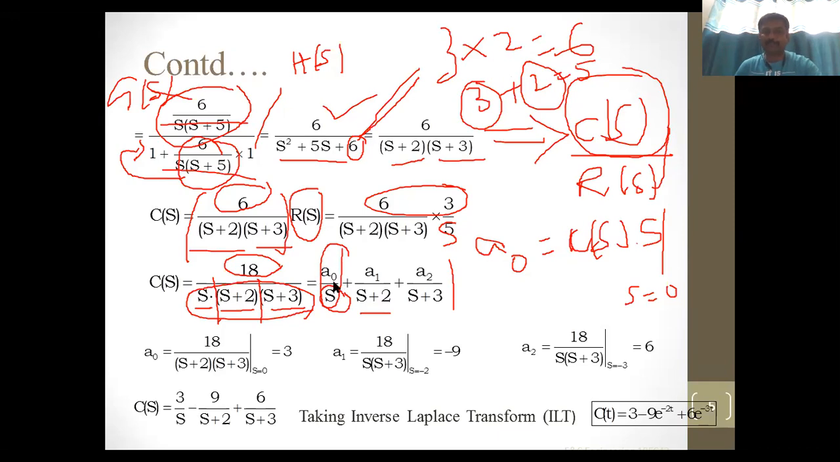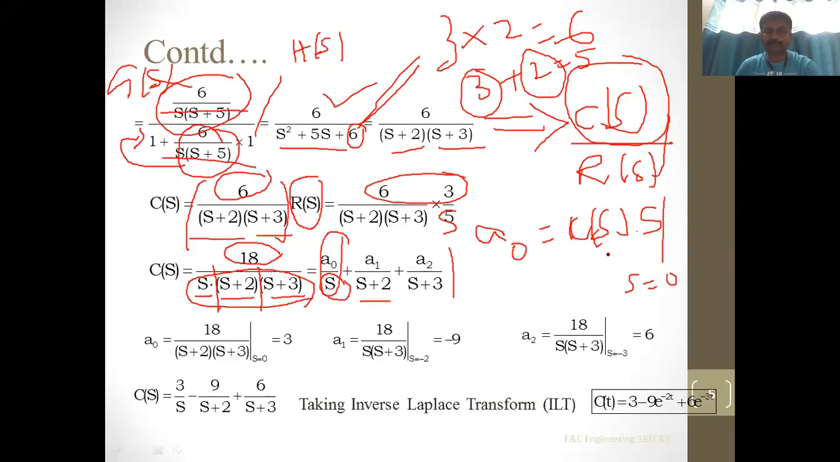I repeat, how do I find this A0? The associated reference term is C of S into this S. Now where does this S exist? At S is equal to 0. Similarly, if I take S plus 2, where is the existence? S plus 2 is equal to 0, or S is equal to minus 2. Similarly, S plus 3 is equal to 0, or S is equal to minus 3. Is it right? For A1, we have to multiply by S plus 2 instead of S, and for A2, multiply by S plus 3 instead of S. The existence is at S is equal to minus 3. Is it okay? This you need to memorize clearly.